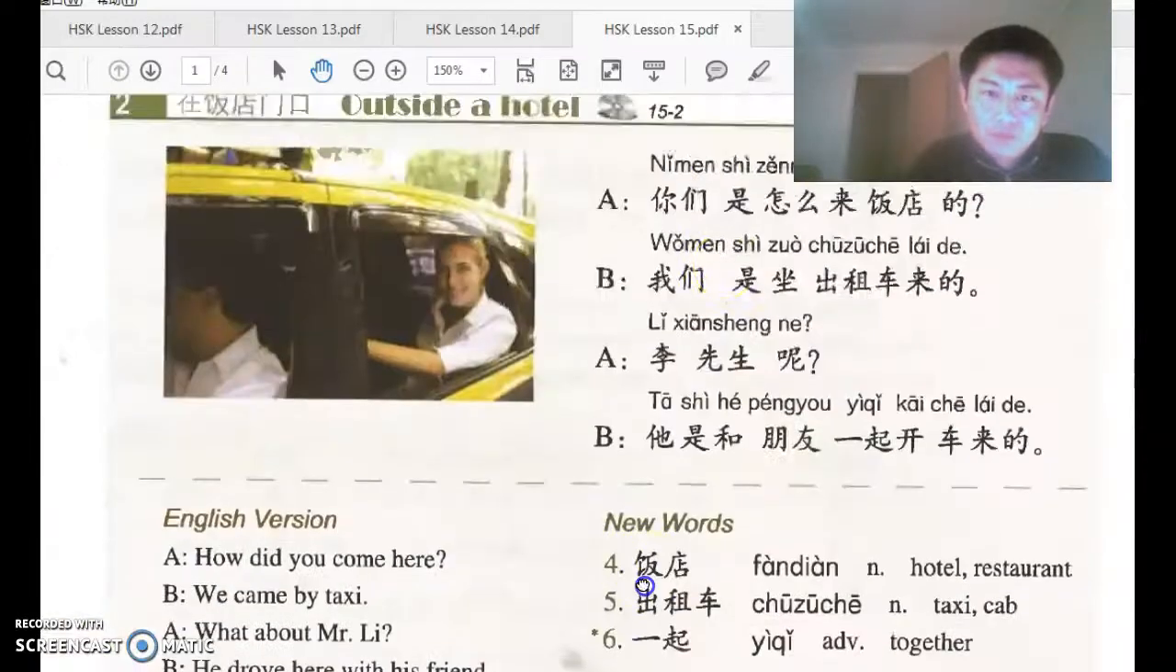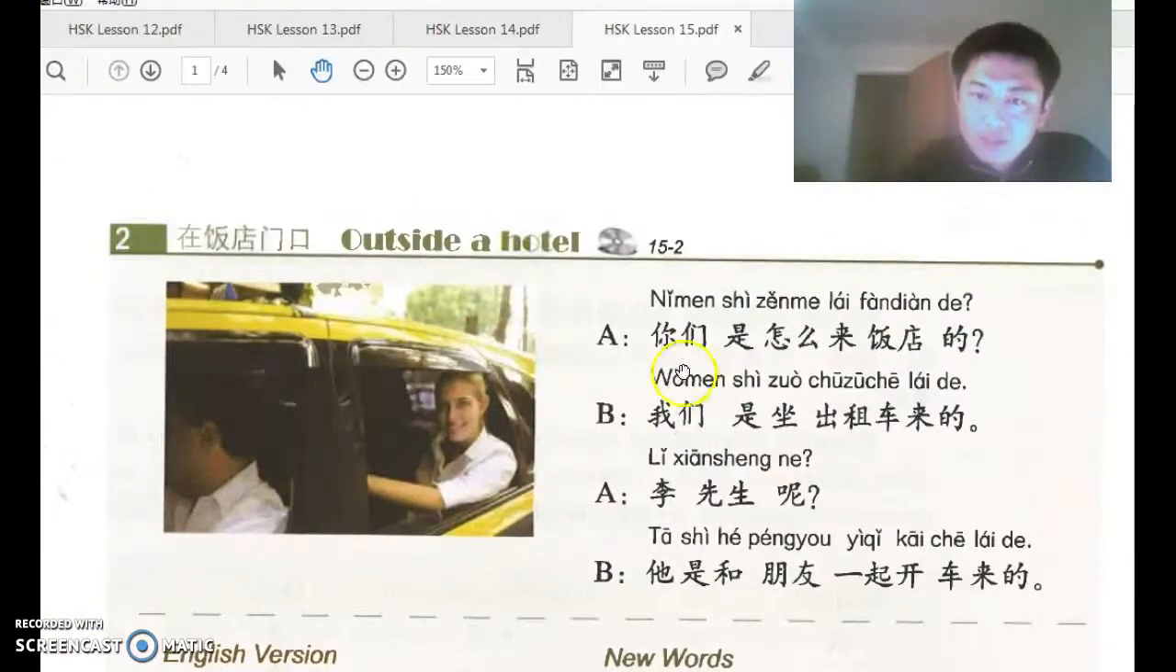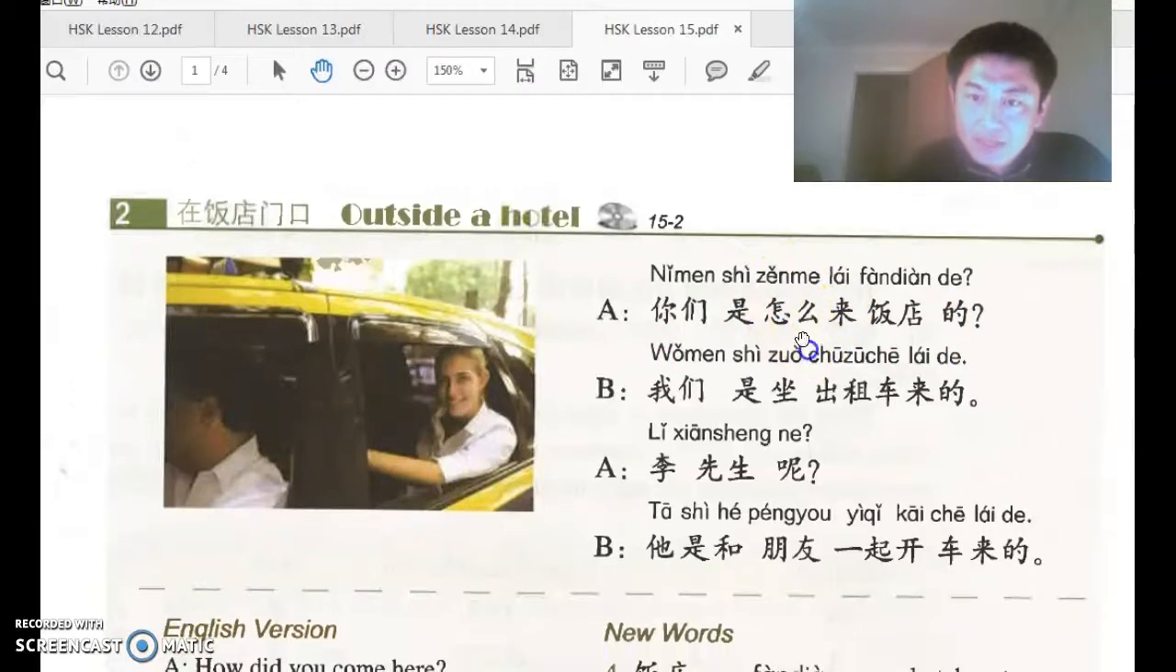Now text number 2, 你们是怎么来饭店的？怎么 is how, we learned that before. Like how, it is how that you came to the 饭店 food shop, it's a restaurant. 我们是坐出租车来的. It is by taxi that we came. 坐 again, sit in a taxi means to take a taxi as means of transportation.